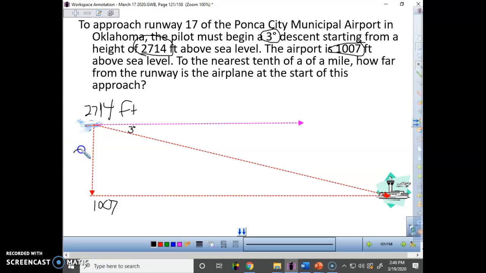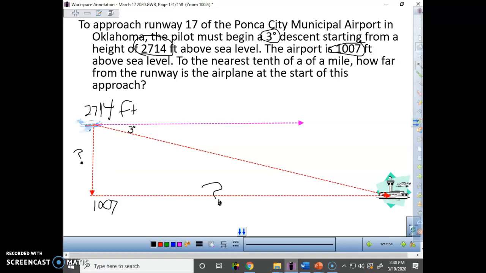We need to know first what's our distance. And then we want to know, to the nearest tenth of a mile, how far from the runway is the airplane at the start of the descent. So we want to know the ground distance right here. We could find any of these, but we need to first know this. Well, we got to grab our calculator and turn this feet into something.